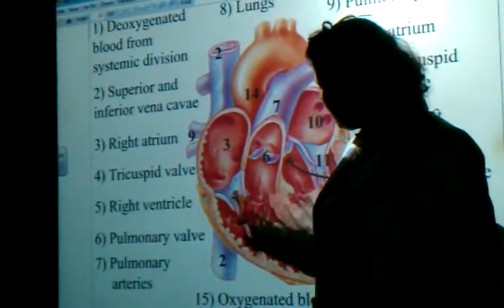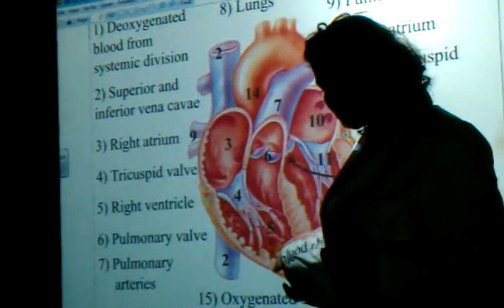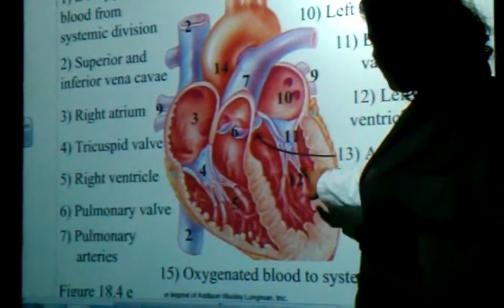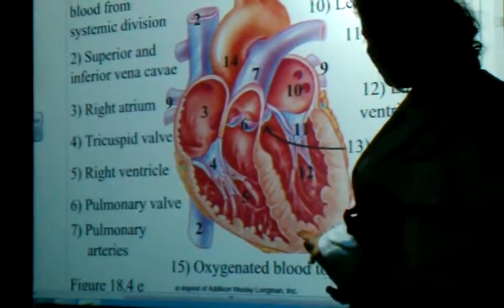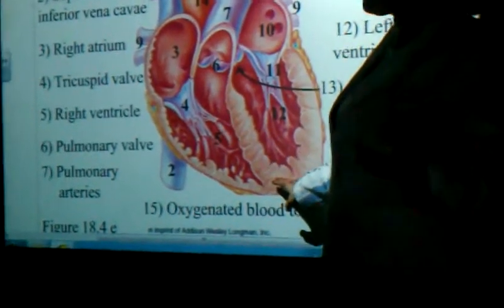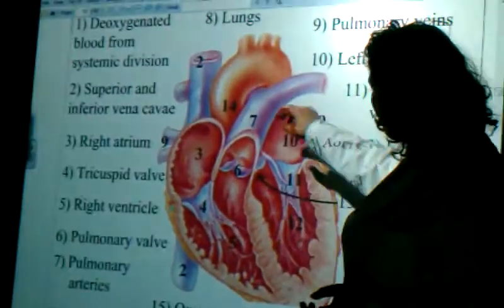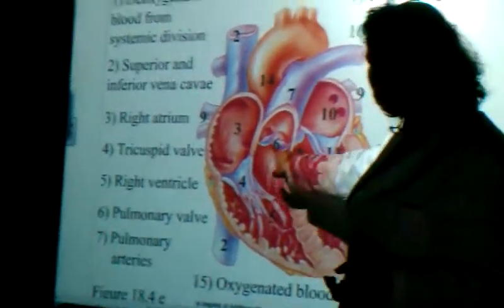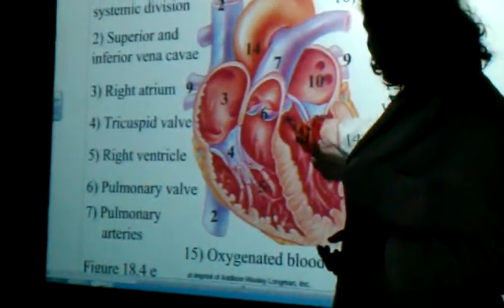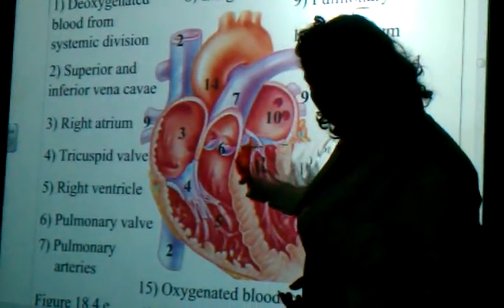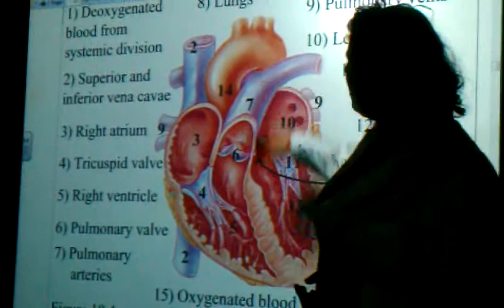The cusps, the chordae tendineae attached to the papillary muscle, and then of course the bicuspid valve, chordae tendineae, and papillary muscle. Right between the 2 ventricles, we have our septum, the interventricular septum. And then we can see the 2 semilunar valves. 1 here, number 6, is at the entrance to the pulmonary trunk. And over here, number 13, the aortic semilunar valve at the entrance to the aorta.